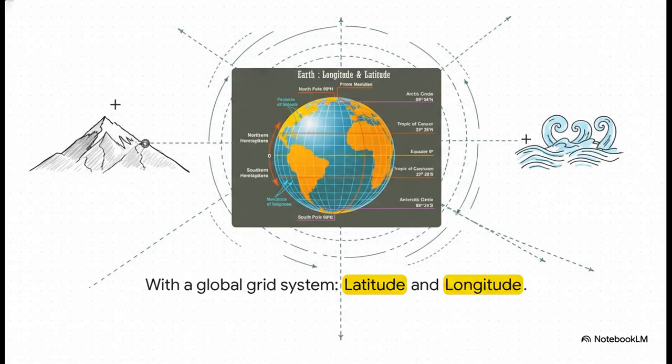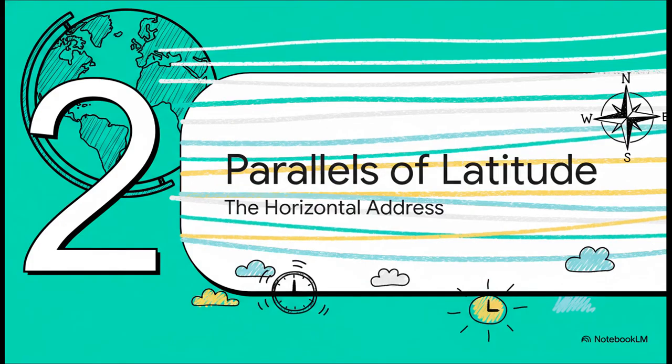Well, the answer, and it's a brilliant one, is this elegant global grid system. These imaginary lines we talk about, latitude and longitude, they're basically Earth's coordinate system. Think of it like a web that covers the whole planet, letting us pinpoint any location with crazy precision, from the tippy top of Mount Everest all the way down to the bottom of the Mariana Trench. All right, so let's actually build this address system one piece at a time.